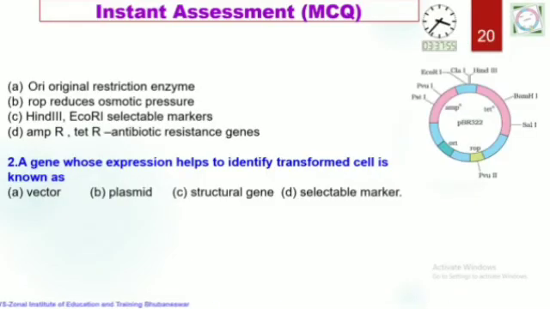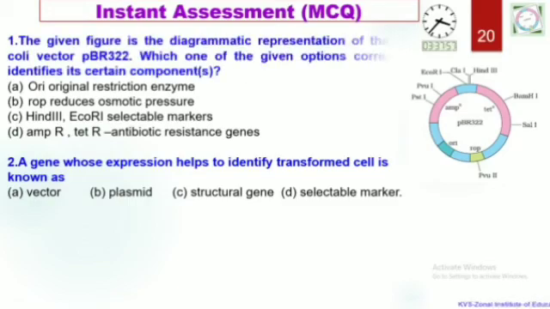Now let us talk about some questions. To check your understanding, the given diagram represents vector pBR322. Which of the following options gives the correct identifiers? ORI represents the origin of replication, ROP, reducer of osmotic pressure. Hint three, EcoRI sites are selectable markers. Ampicillin R and tetracycline R are antibiotic resistance genes.